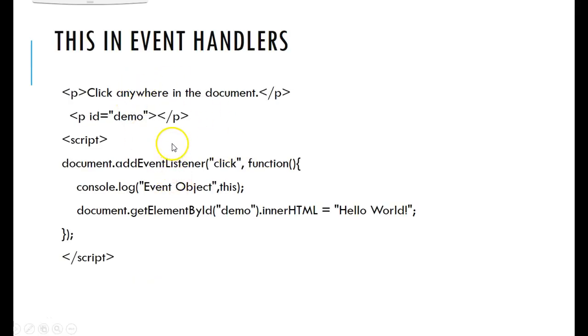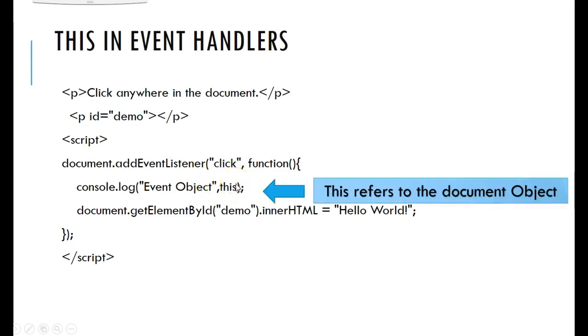And next, in the case of event handlers. In the case of event handlers, this is how we add one. Here I am adding an event listener to the document object, and whenever the document is clicked, I want to console log this. So let us see what this will represent here in the case of event handlers. This here represents the document object and not the window object.